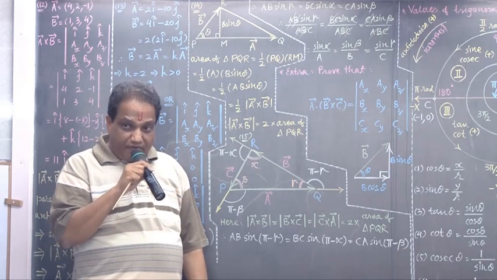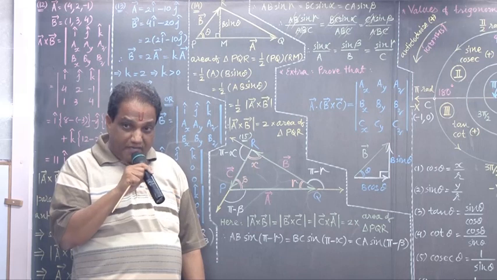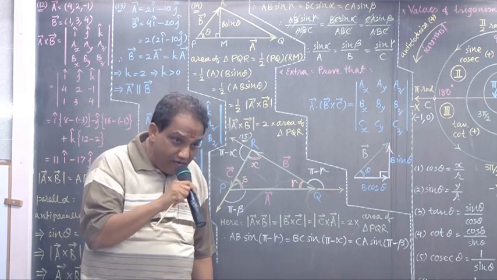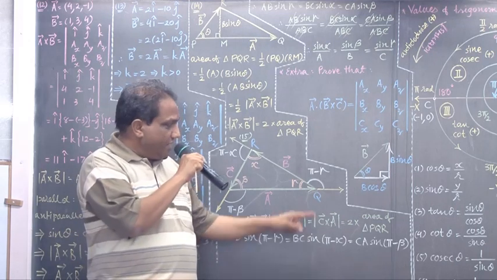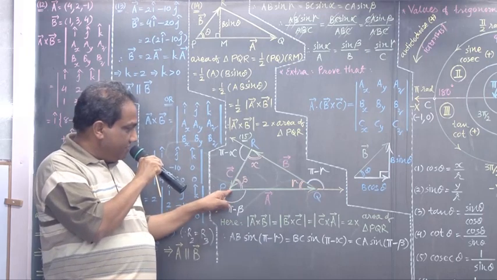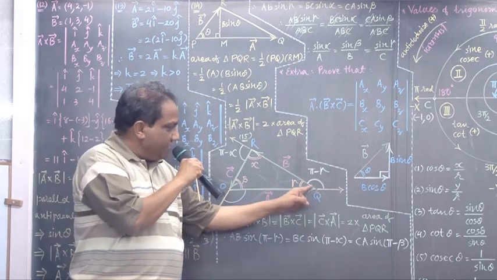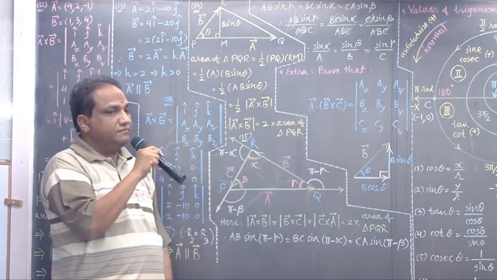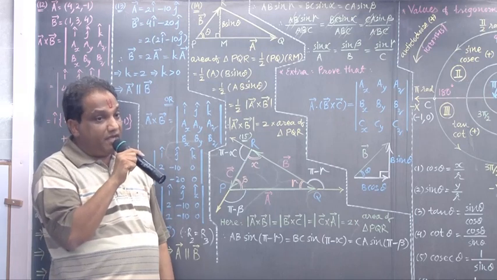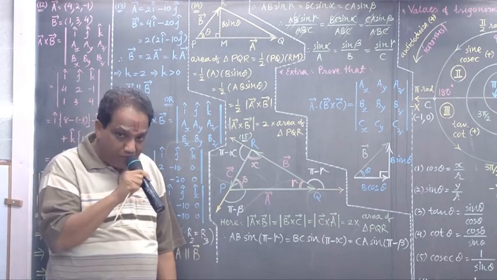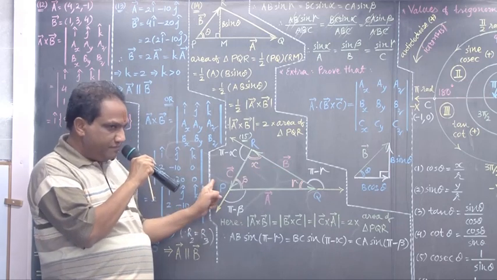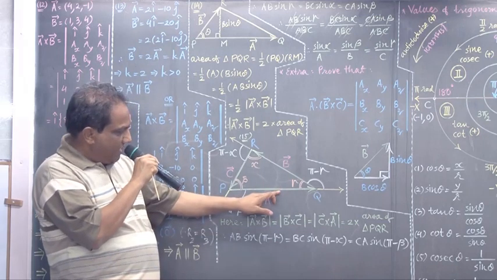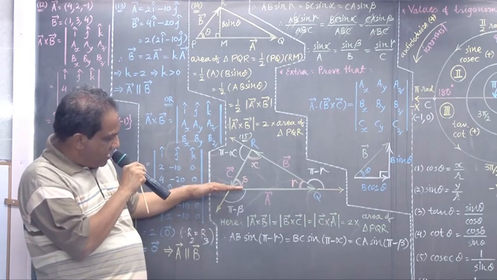Before finding the angle between any two vectors, you must place them such that they have a common tail. The tail of this vector is here, the tail of this vector is here. These two tails are different. This is not the way to find the angle between two vectors. Either you should shift this or you should shift this. Let me shift this vector in the same direction.